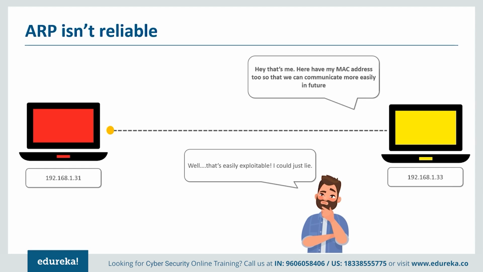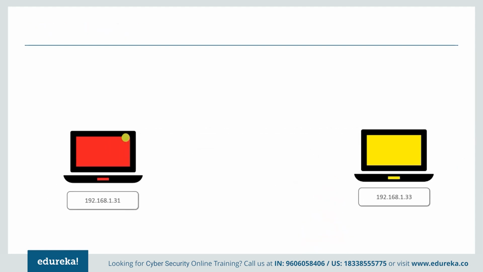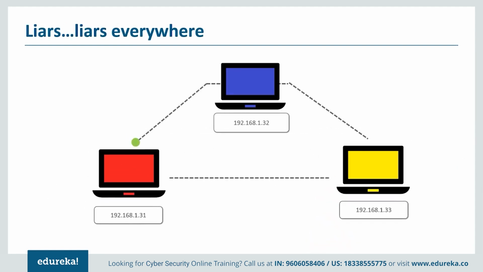Now, what you have to understand is that this is actually exploitable because there is no validation. Anybody can come into this situation and just lie. So suppose there's 192.168.1.31 and this yellow computer, and we also have this other blue computer, which is not supposed to be on the LAN, but somehow this guy got into the building and connected a LAN wire and now he's on the network.